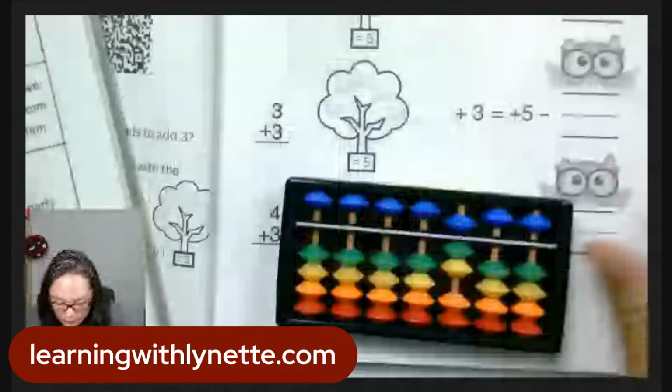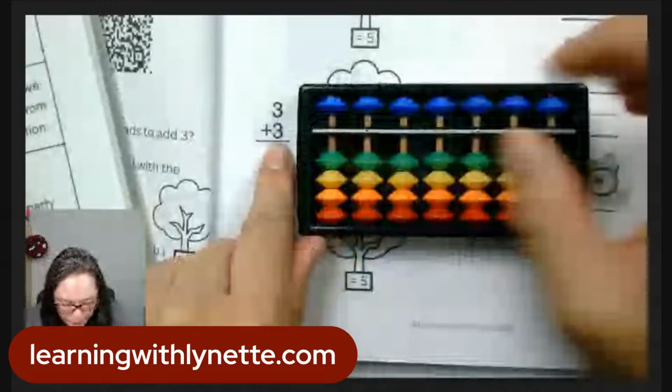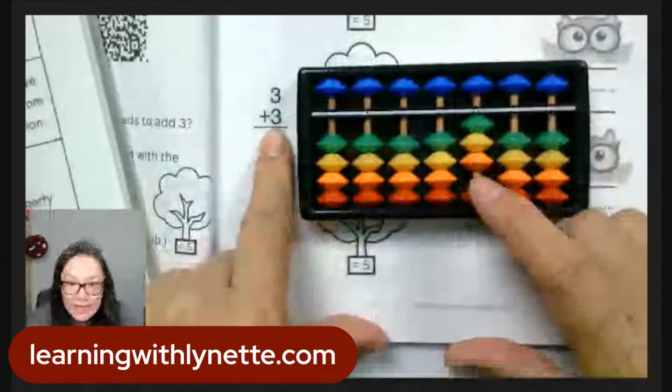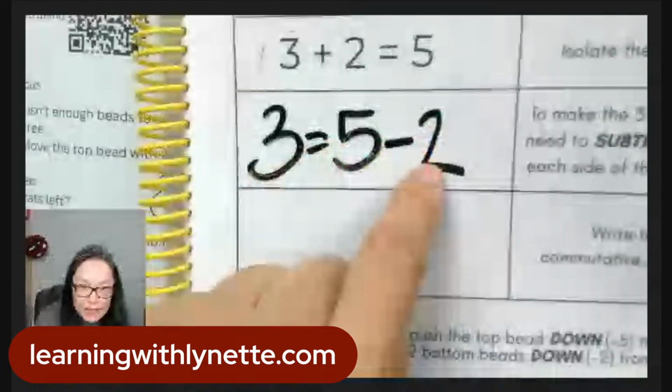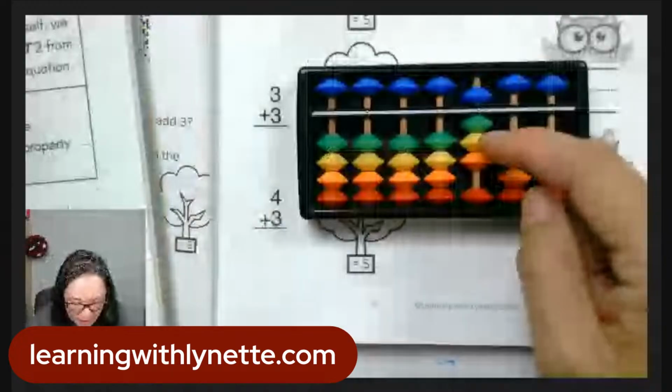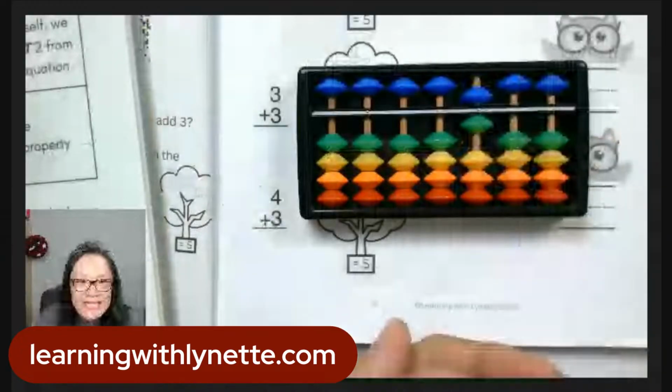So we can do it again. We can do the 3. 3 plus 3. We want to add another 3. To add another 3, what are we going to do? Plus the 5 minus the 2. And my final answer is 6.